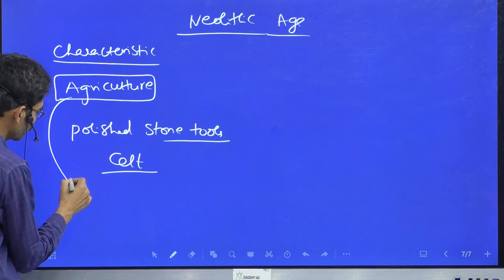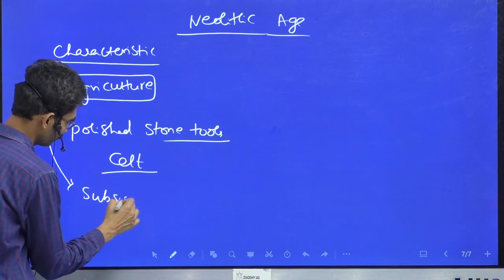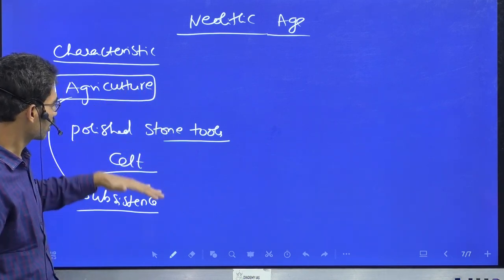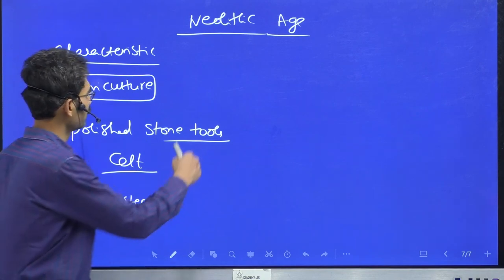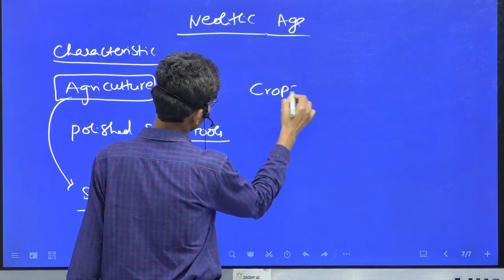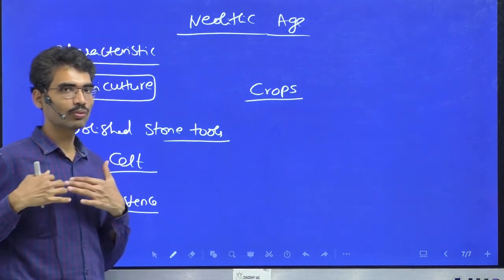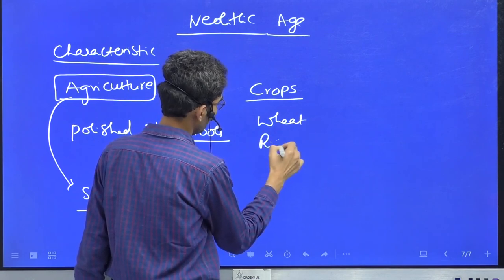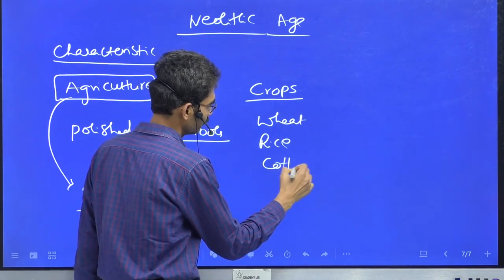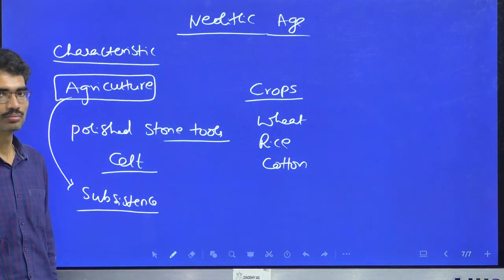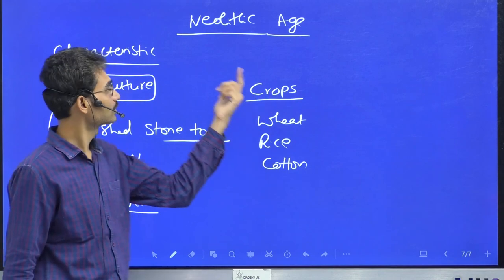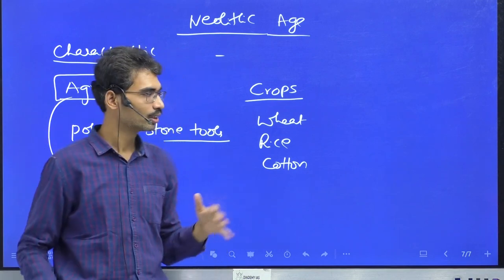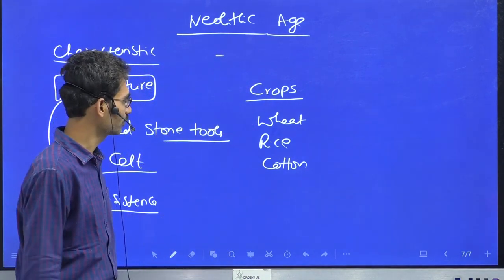So according to this profession, this subsistence pattern, they started making these technologies. They started growing crops, whatever crops we are eating today, like wheat, rice, and cotton, clothes, these have their beginnings in the Neolithic age. So this is how history helps us to understand the importance of knowing about our history.